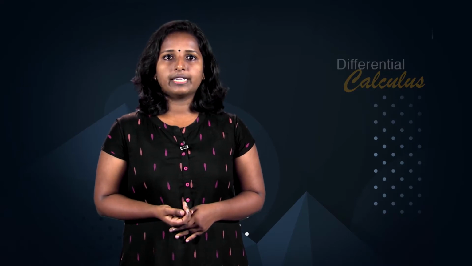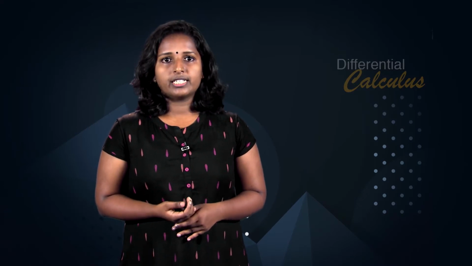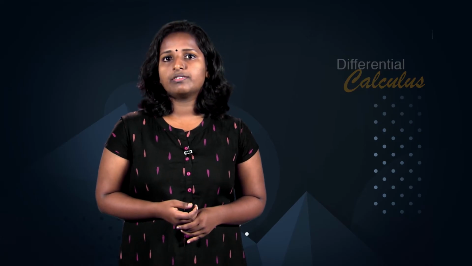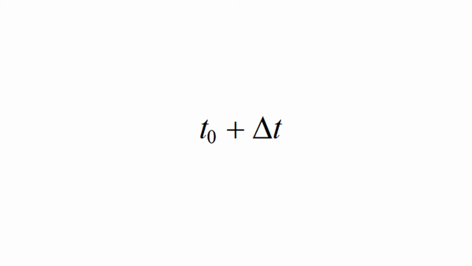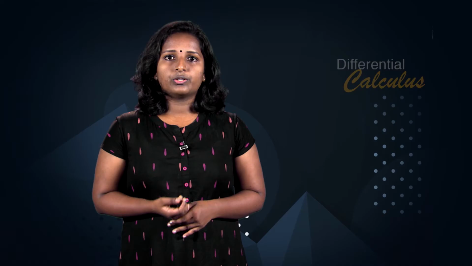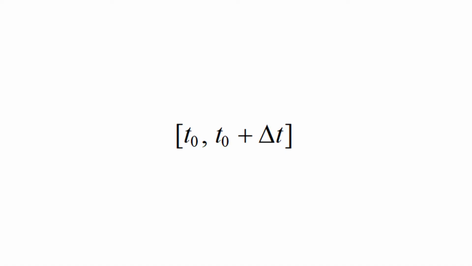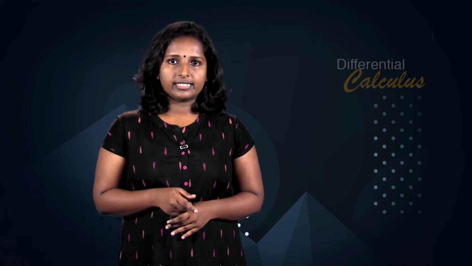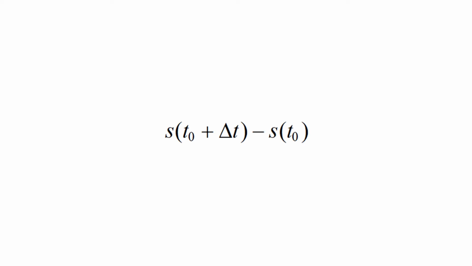Suppose the distance covered by a moving car from its initial position after t seconds is given by s(t) meters, where s(t) is a function of time t. Then the distance traveled at time t0 seconds is s(t0) meters, and the distance traveled at time t0 + Δt seconds is s(t0 + Δt) meters. And so, the distance covered during the time interval [t0, t0 + Δt] is the difference of the distance covered in t0 + Δt seconds and that in t0 seconds, that is, the value s(t0 + Δt) minus s(t0).